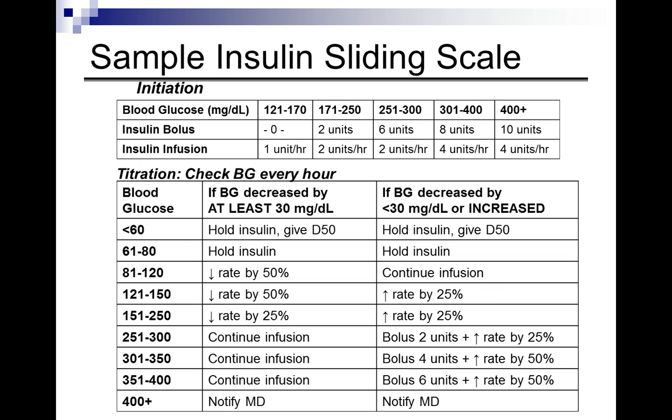Here's an example of an insulin sliding scale. It has 2 parts. First, it has an initiation phase where we find the patient's blood glucose and then give the appropriate bolus and start an insulin infusion. Subsequently, we check blood glucose every hour, and the 2 things we want to know are what the new blood glucose is and whether the blood glucose has decreased by at least 30 milligrams per deciliter, or whether it decreased by less than 30 or even increased. And then based on that information, we can use it to determine what to do next.